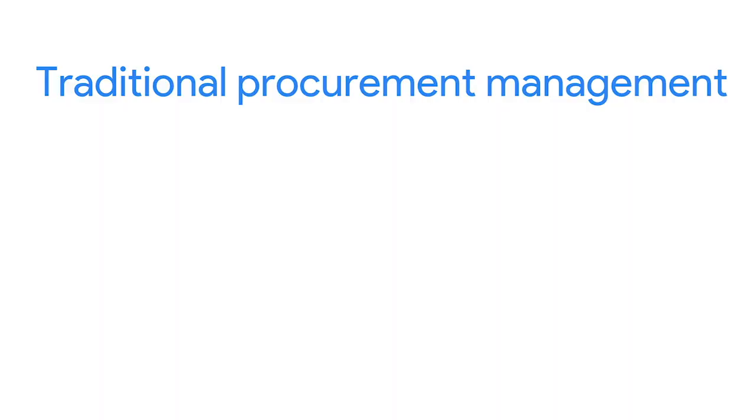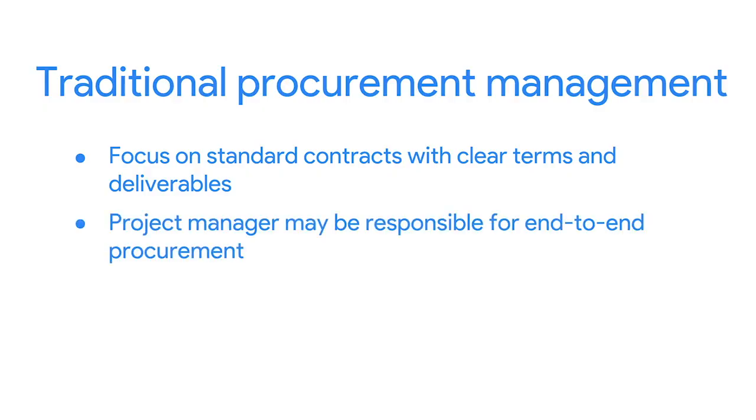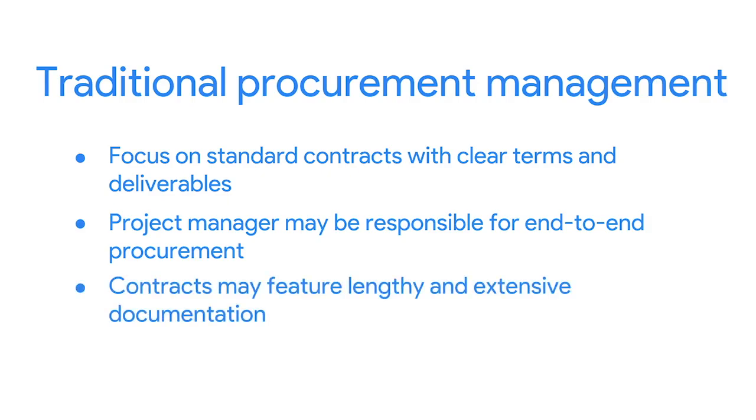On the other hand, traditional procurement management tends to focus on standard contracts with clear terms and deliverables. When it comes to traditional approaches, the project manager may be responsible for end-to-end procurement instead of the entire team providing input. The contracts may feature lengthy and extensive documentation that include fixed requirements and comprehensive detail of the services and deliverables.